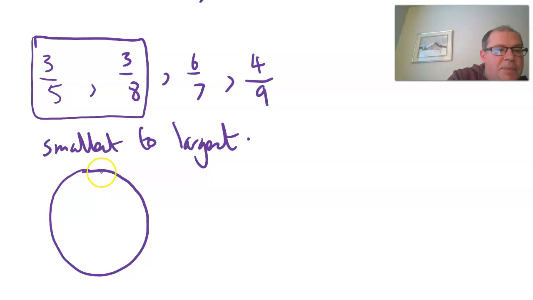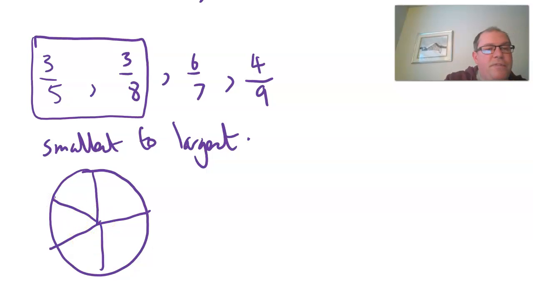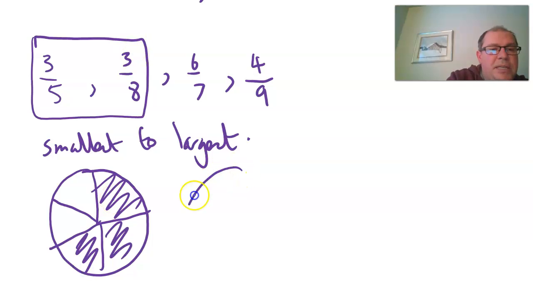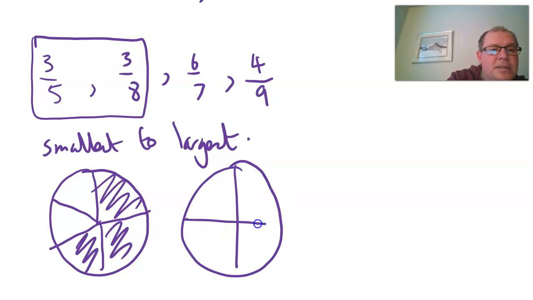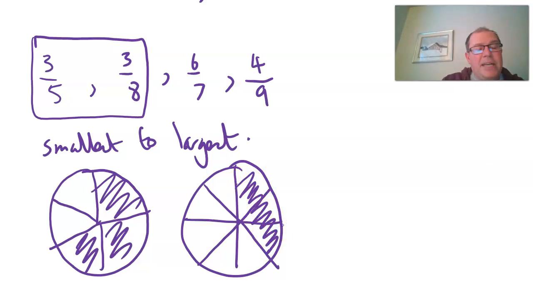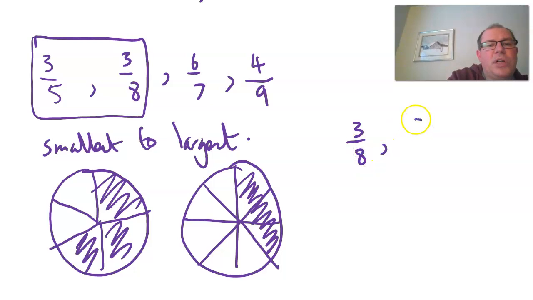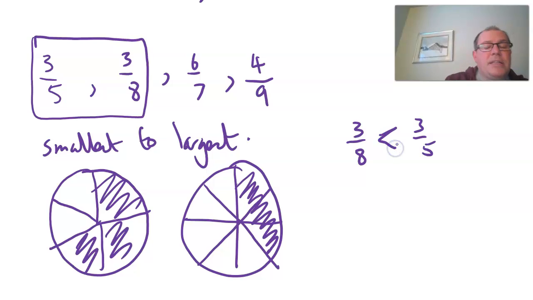And if you imagine that pizza split into fifths, like that, equal fifths, and I've got 3/5, and then I imagine the pizza split into 8s. So I've got 8 slices, all equal, and I've got 3 of them. Clearly 3/5 is bigger than 3/8. So I don't actually need equivalent fractions for that. I know that 3/8 is going to be smaller than 3/5. And I could put a smaller than sign there. 3/8 is smaller than 3/5.